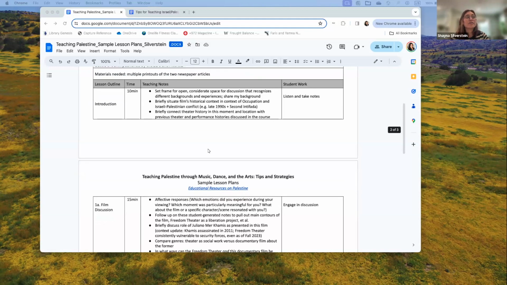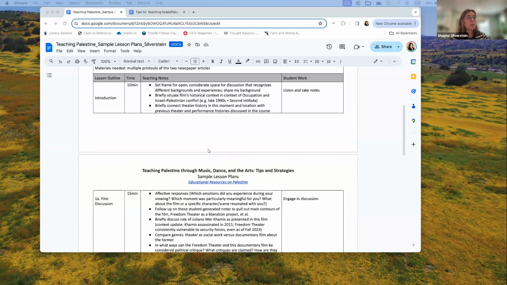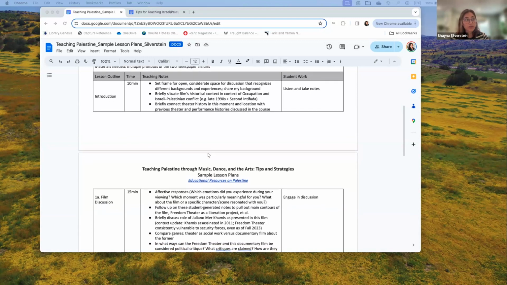So I set the frame for an open and considerate space for discussion. I also share my background and how I come to approach the conflict, and try to be transparent about biases as well as any pivots and transformations that I have experienced, but at the same time also centering student perspectives. In other words, setting examples so that people can be transparent, but noting that this is mostly for them.